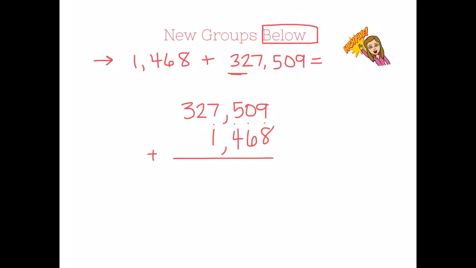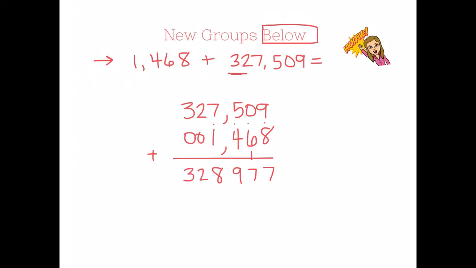Now I'm going to start adding using this new method. 9 plus 8 is 17. So I'll put the 7 down and carry that new group over. So 1, I carry it below. Then I have 0 plus 6, which is 6, plus 1 is 7. 5 plus 4 is 9. 7 plus 1 is 8. And then remember, it's as if there's zeros in these places. So then I have 2 and 3.